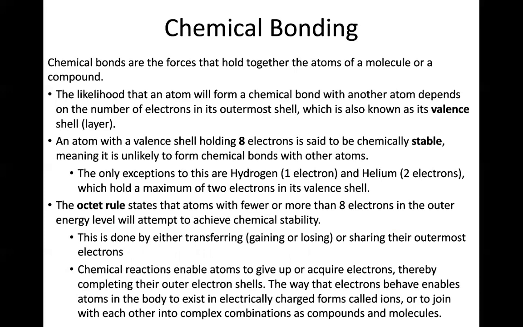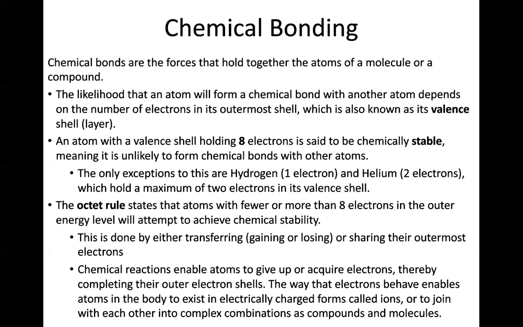The octet rule states that atoms with fewer or more than 8 electrons in their outer energy level will attempt to achieve chemical stability, which can be done by transferring, which means electrons are going to either be moved completely away from or to that atom, or just by sharing electrons with another atom in its outermost ring. Okay. Octet means what? 8. Okay, so that's why it's called the octet rule.